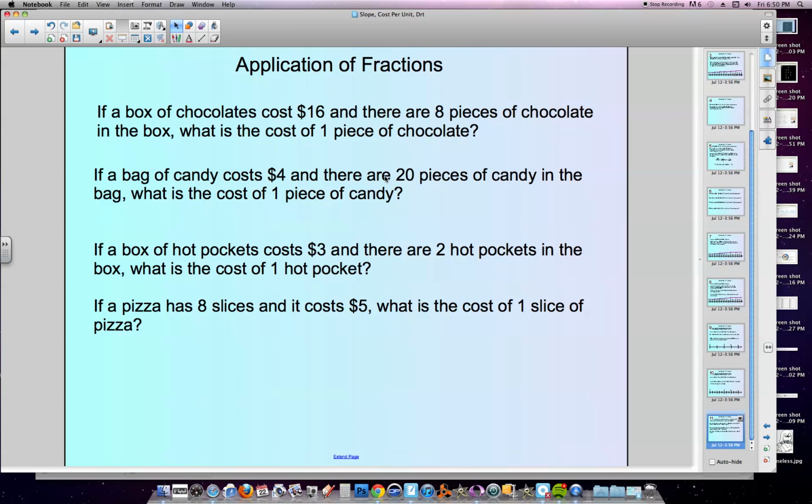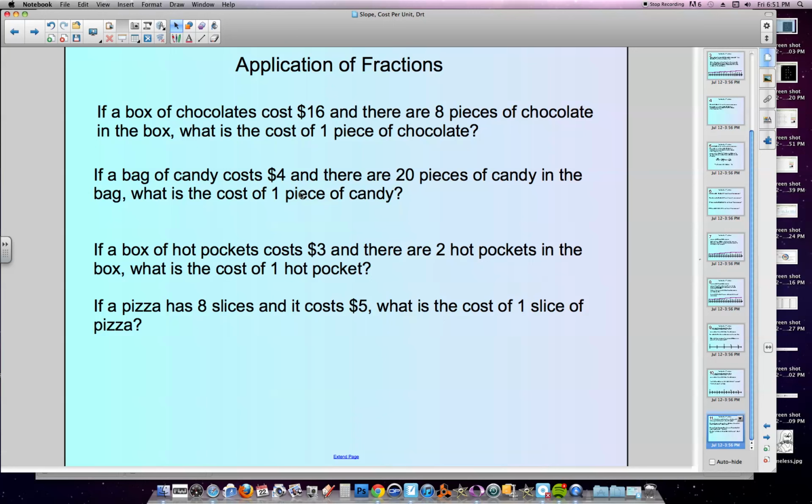So I'll give a couple other examples. If a box of chocolate is $16 and there's 8 pieces, if I break 16 up into 8 parts, each part's going to be $2, right? Or if a bag of candy is $4 and there's 20 pieces, I need to figure out how I could break 4 up so that there's 20 segments. 4 times what is 20? It's 5. So each $1 is going to be broken up into 5 segments.